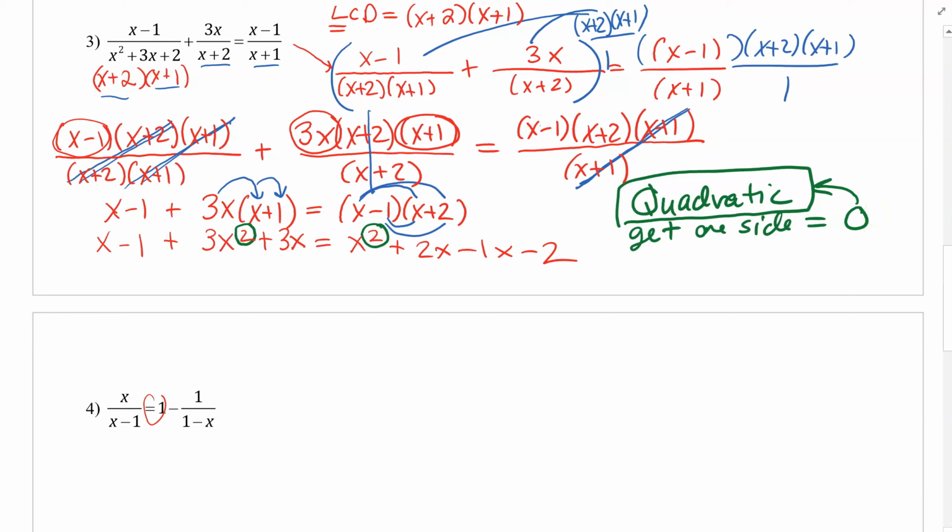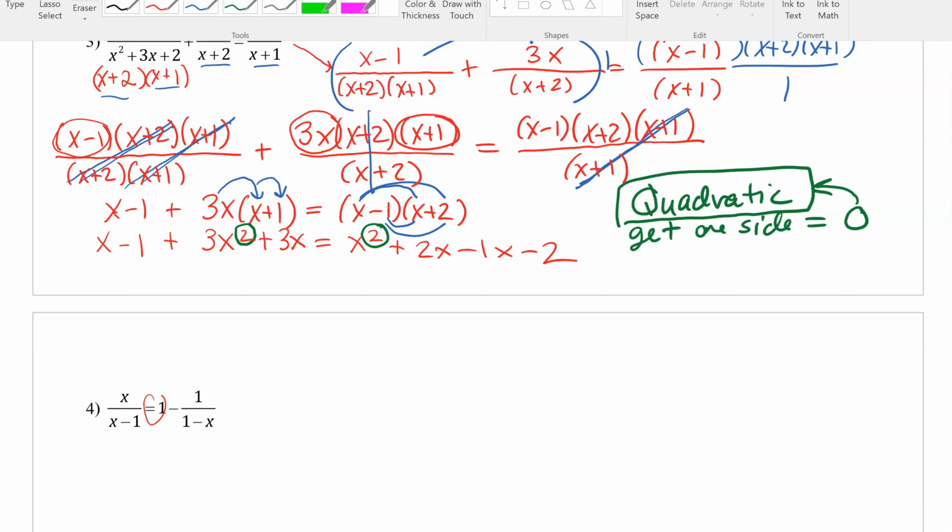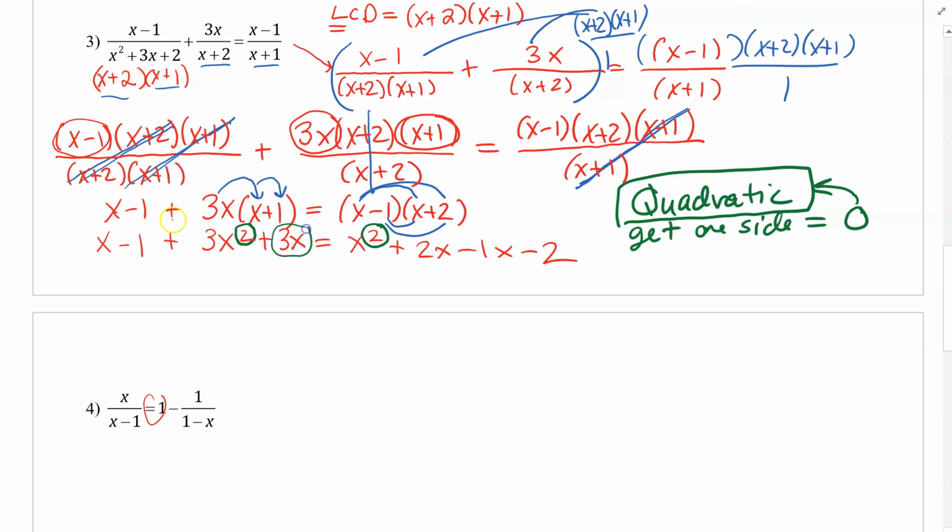Okay, so I'm still going to combine like terms on each separate side just because it helps simplify things a little bit. But then eventually I'm going to get everything on one side. So on the left side, oh, and I also start writing things in descending order.